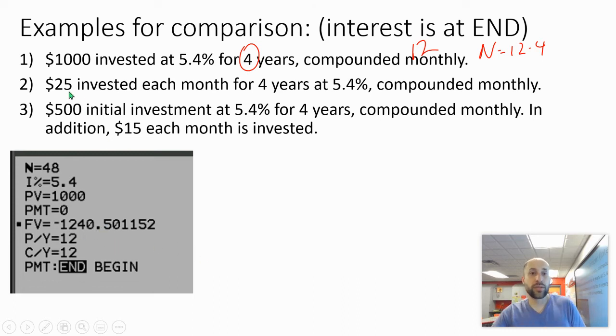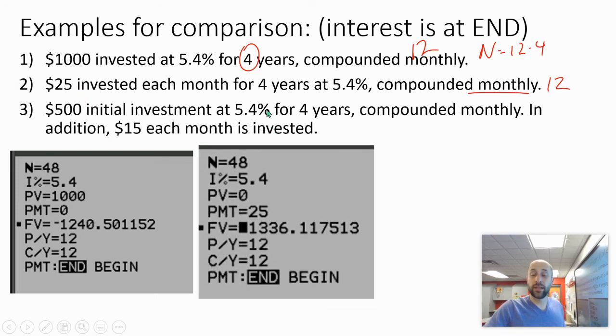For the next one, $25 is invested each month for 4 years at 5.4%, compounded monthly. So again, still monthly. This time we're investing $25 each month, so that would be like a payment. But we're talking about still interest, and it's calculated at the end. So we're still just calculating interest at the end, but that payment is made each of those months. So this is what that calculation would look like. In this scenario, we end up with about $1,300.